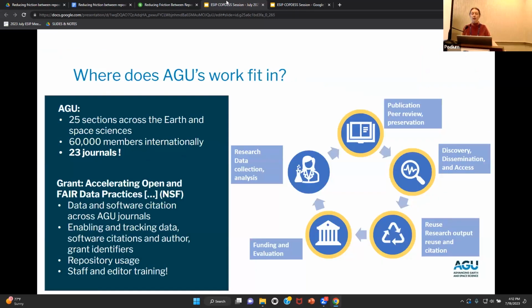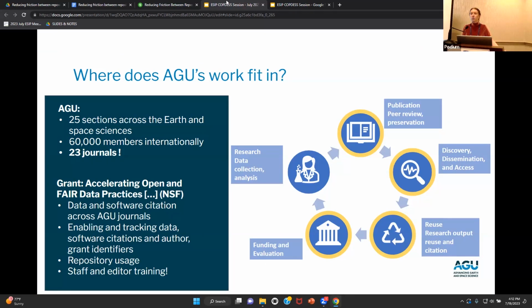So a little bit of background about the AGU. We have 25 sections across the Earth and Space Sciences. We have 60,000 members internationally, and we publish 23 journals. So we're a big publisher in the Earth and Space Sciences. This is about 7,000 to 8,000 articles per year.